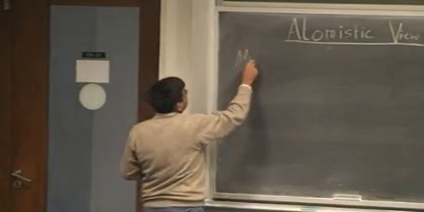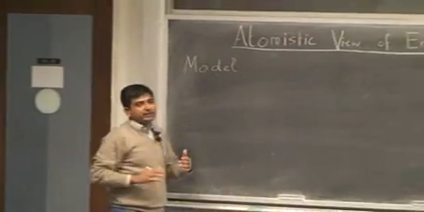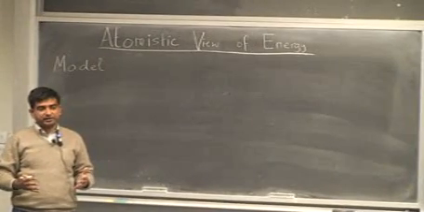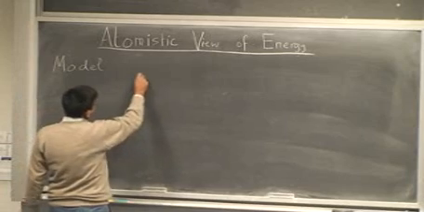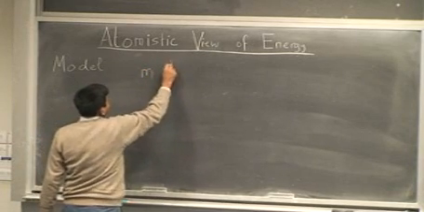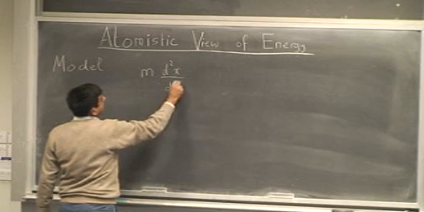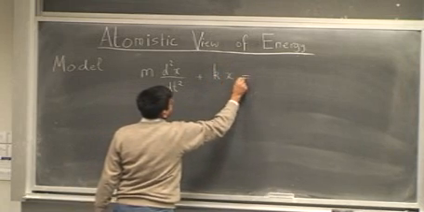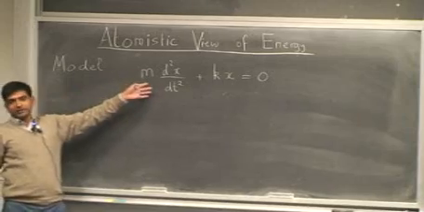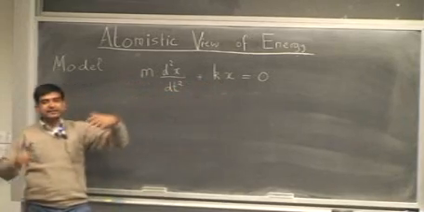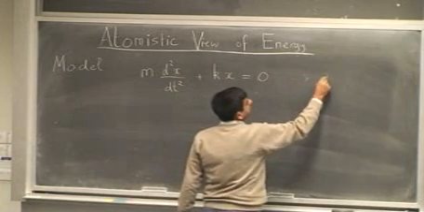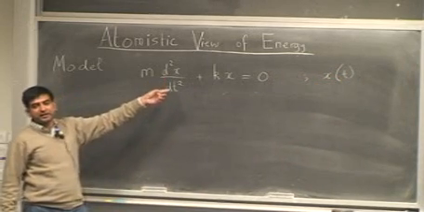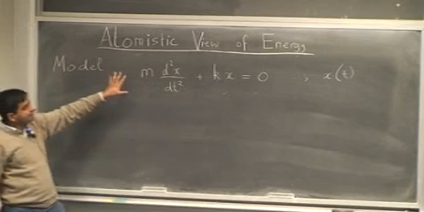So we have a model, and a model is simply some kind of equation that describes the behavior of the object. For example, we can have an equation of this form, where m is a constant, k is a constant, x is some variable, a function of time, and this is the double derivative of x with respect to time. So this is an equation.